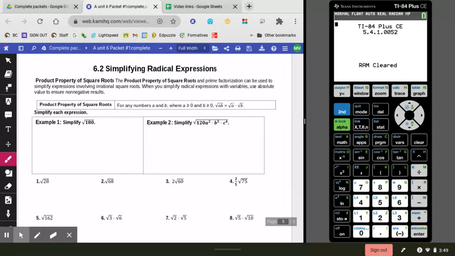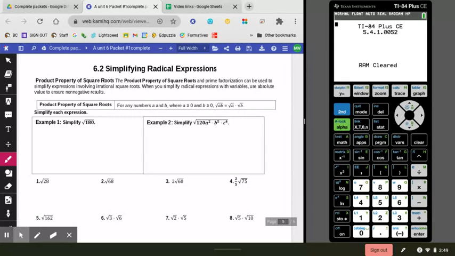So, the product property of square roots. The product property of square roots and prime factorization can be used to simplify expressions involving irrational square roots. When you simplify radical expressions with variables, use absolute value to ensure non-negative results.